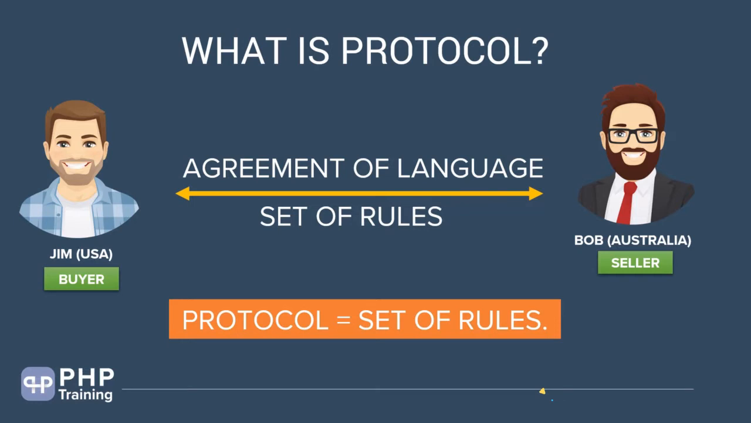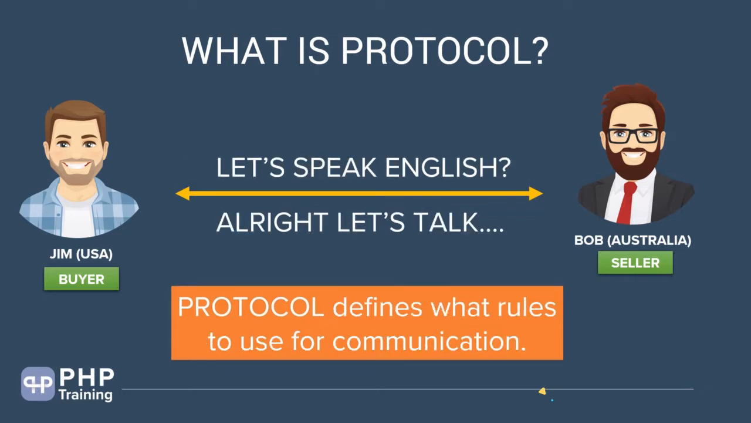When two people communicate with each other, they typically agree on a language. If they speak the same language, then the communication can happen, right? If Jim and Bob want to communicate with each other, Jim says, let's speak in English. Then Bob says, all right, let's talk. So the communication gap has been removed. That is the first level of communication, called language communication. They agree on a protocol, and the protocol defines what rules to use for that communication.